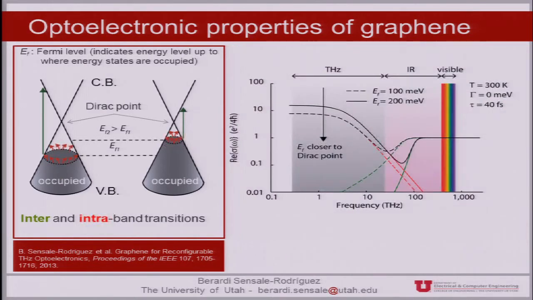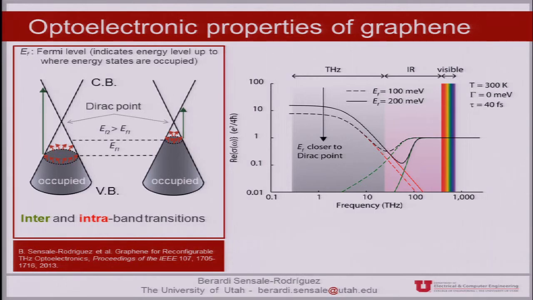So basically, if we summarize, if we look at all the electromagnetic spectrum, we see this. In the visible range, the optical conductivity of graphene is a universal constant, independent of Fermi level. In the terahertz range, it heavily depends on Fermi level, therefore it can be tuned, and basically is ruled by intraband transitions. And in the infrared range, we have contributions from both inter and intraband transitions, and also we have some tunability.